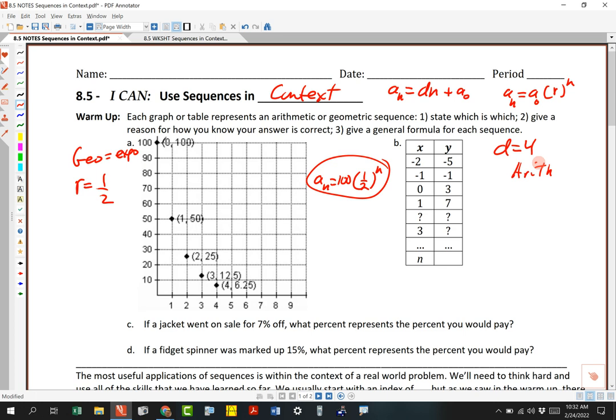Was this a hand up? No. Danny? Linear. Okay. If it's arithmetic, it's going to be linear. So we can't see that just by looking at a table, but if we plotted these points, they would line up. They'd make a nice straight line.